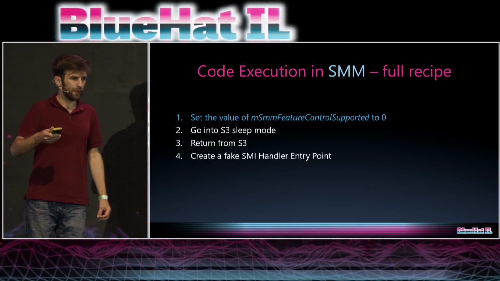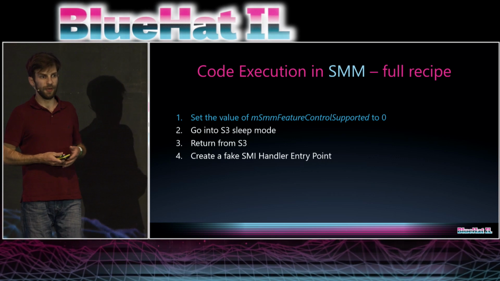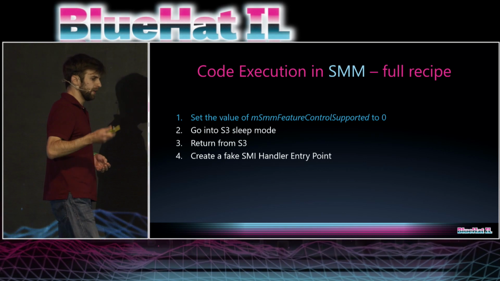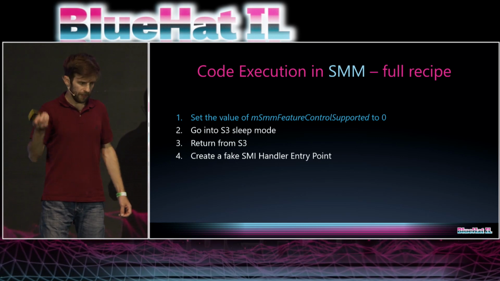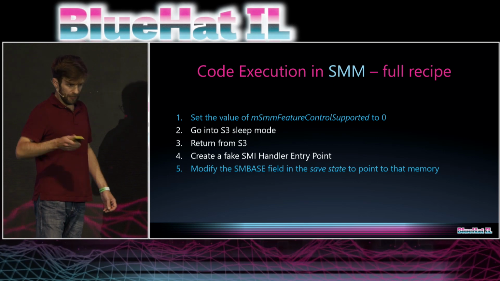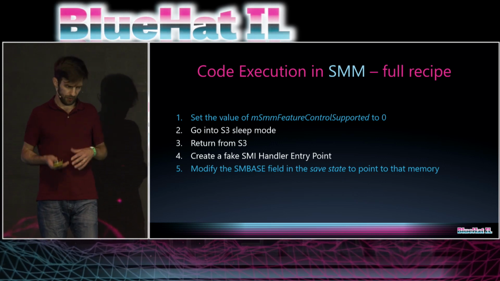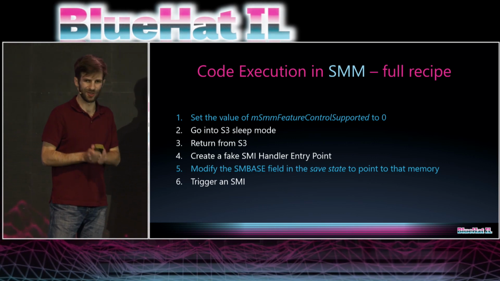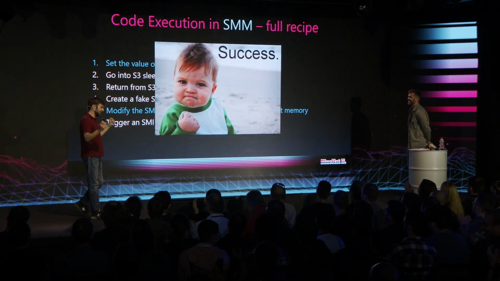Then we create our own region in a region of memory that is accessible from both ring 0 and SMM, and then we create our own fully controlled SMI handler entry point, which, if you recall, is the first code executed upon entering SMM. Then we use our write primitives once more to do an SMBASE relocation so that it would relocate to the previously created memory. We trigger an SMI, and drumroll, please, we have code execution in SMM. All right.